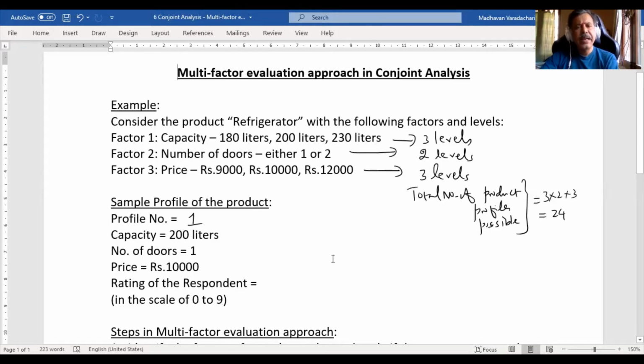Let them rate it. Suppose you are doing it with 25 respondents. From the 25 respondents' ratings, you may be able to come to a conclusion about which is the most preferred product profile that you can freeze for your product to be launched in the market. Basically, this type of analysis or evaluation is done before launching a new product, right?